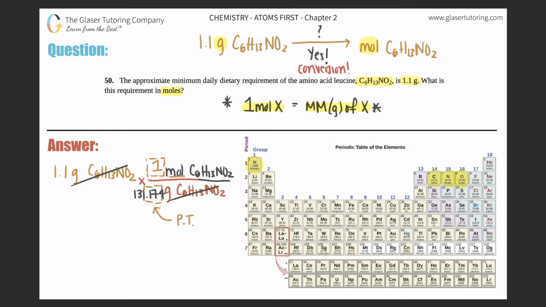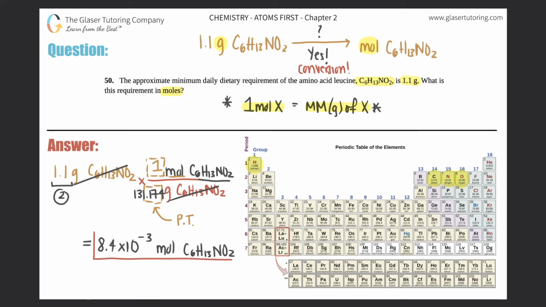Grams cancel out with grams, and now you just got to do the math. 1.1 divided by 131.174. You get an answer, but you just got to make sure that you have 2 sig figs. So your answer should be 8.4 times 10 to the negative 3. 1, 2, 3. Yep. Negative 3 moles of C6H13NO2. Box that answer off, highlight it, do whatever you got to do.